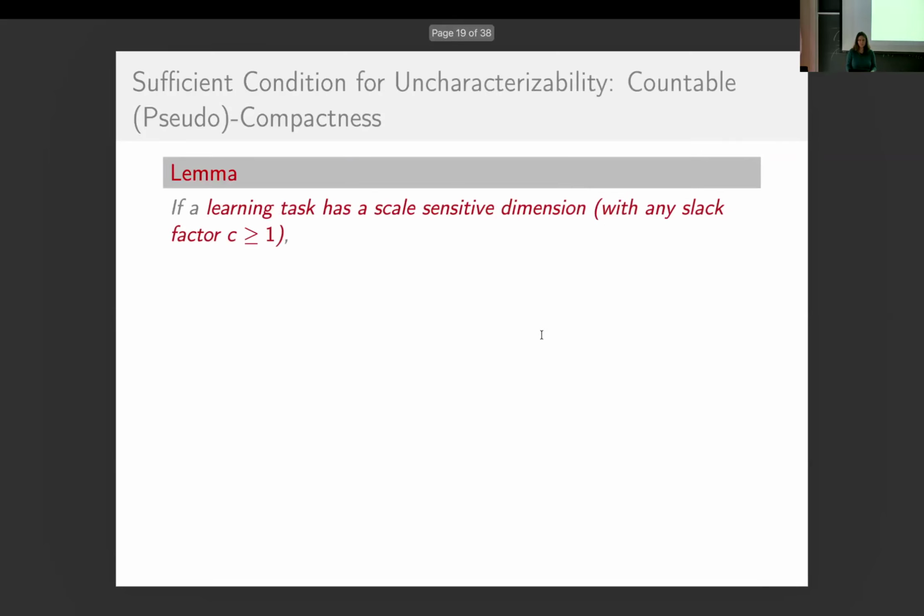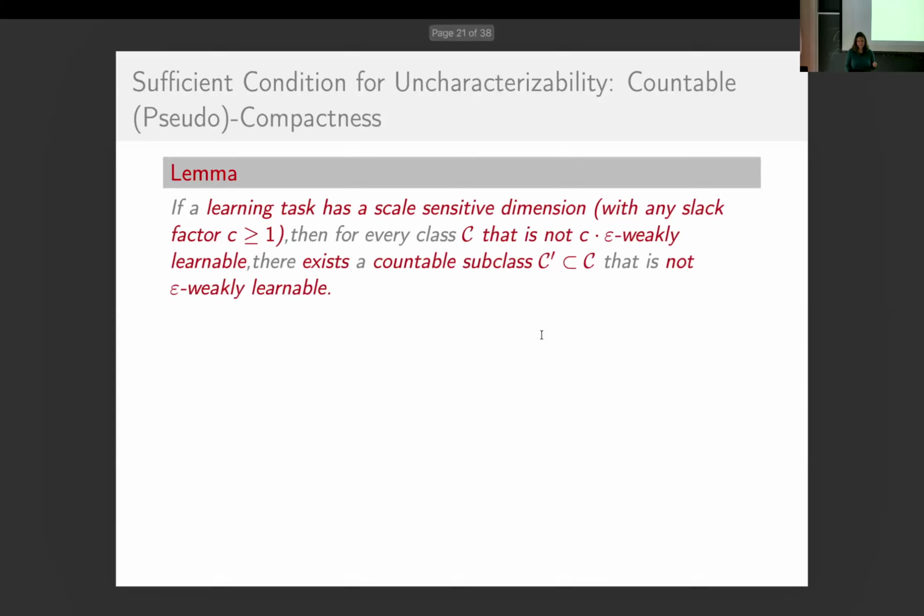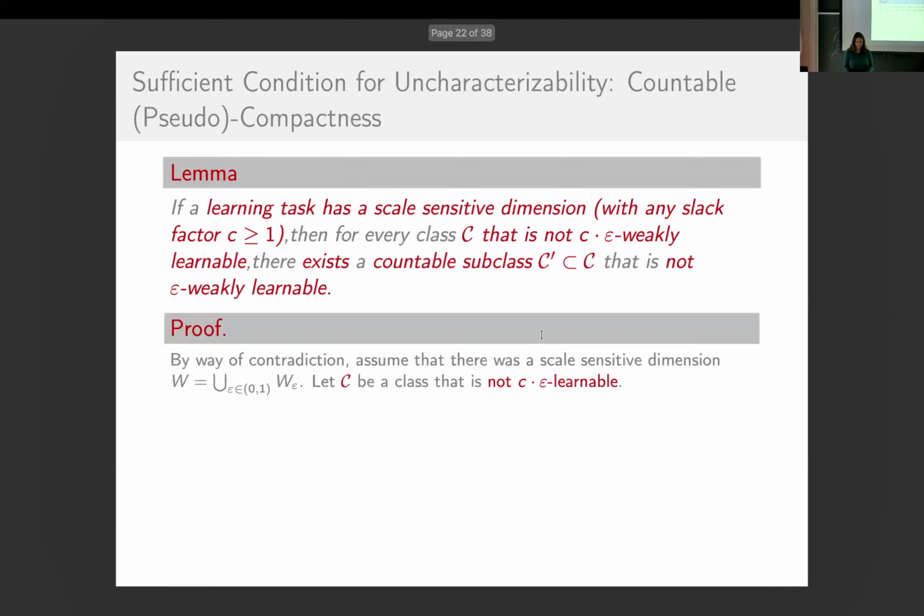And the proof is rather simple, so I will try my best to get it done in the time we have before the break. One simple lemma is we can show that if we have a learning task that is characterized by a scale-sensitive dimension, then if we have a class that is not C times epsilon weakly learnable, there exists at least one countable subclass that is not epsilon weakly learnable. This is similar to compactness. We call it countable compactness in the paper. And this is very easy to prove.